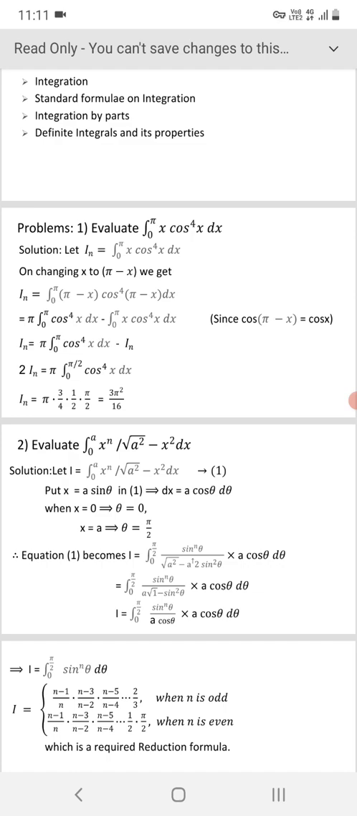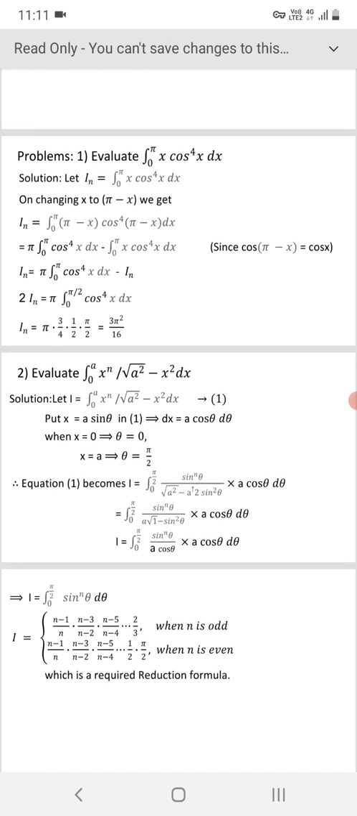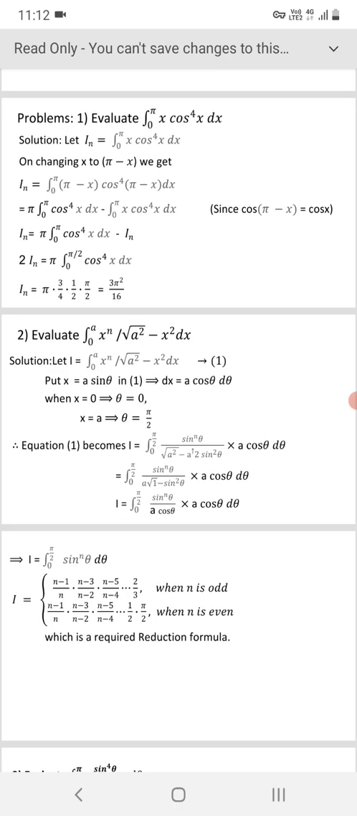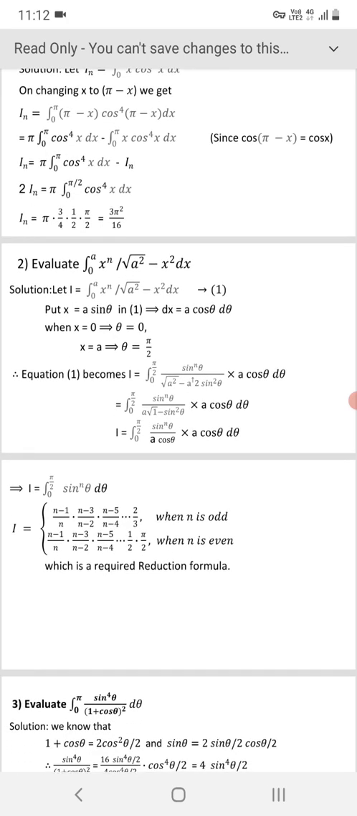Now if I take minus I_n to the left hand side, it becomes 2 I_n equals π times the integration from 0 to π by 2 of cos^4 x dx. Now to compute the value of this integration using the reduction formula, integration from 0 to π by 2 of cos^n x dx, here n equals 4, it is an even number. So the entire equation becomes 5 into 3 by 4 into 1 by 2 into π by 2, because we take the multiplication π by 2 as n is an even number. Therefore the answer of this given integration becomes 3π² by 16.